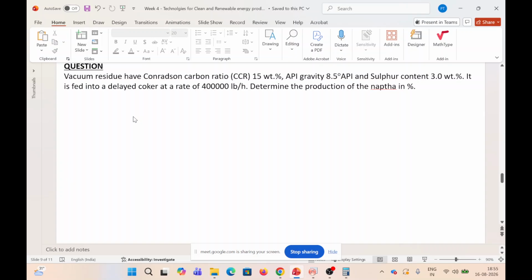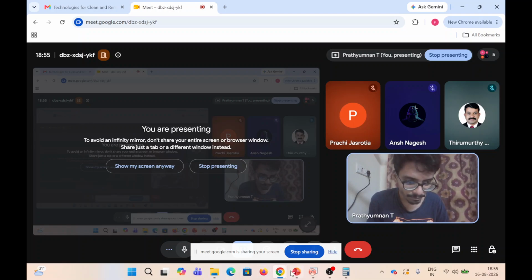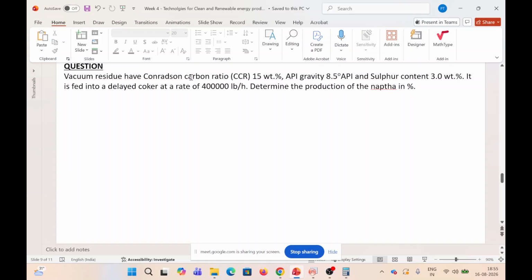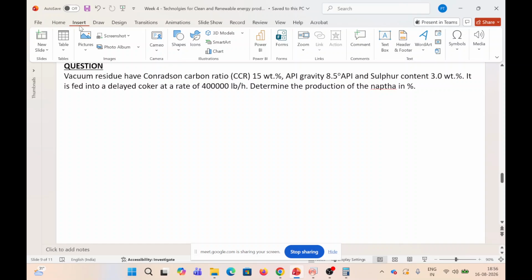I think it's simple. It was discussed even in the tutorial part of the course. Vacuum residue has condensation carbon ratio 15 weight percent, API gravity is 8.5, sulfur content is 3, and it is fed into a delayed coker at a rate of 4 lakh lb per hour. Calculate the production of naphtha in percentage. So I'll give out the formula, then it will be a bit easy.